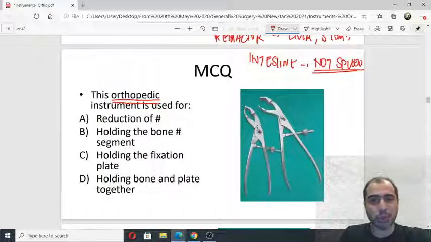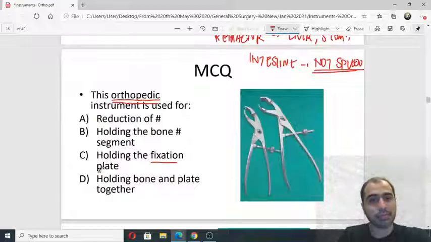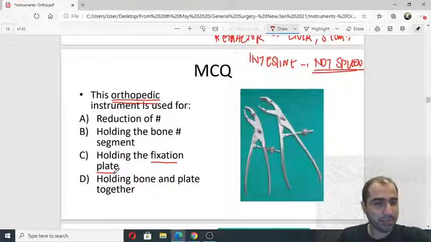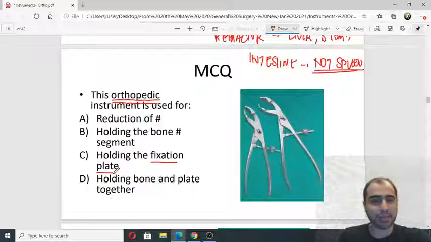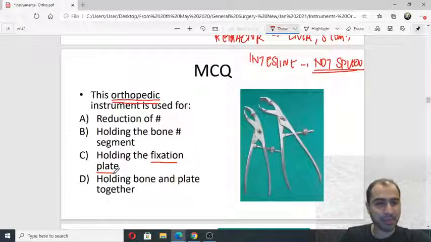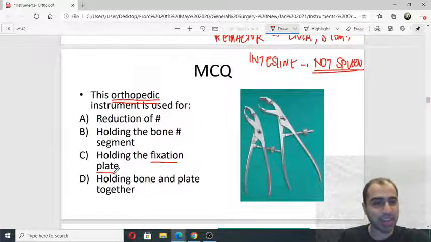What is this instrument used for? Reduction of fracture, holding the bone segment, holding the fixation plate, or holding the bone and the plate together. I hope my star students are not stunned. Those who have come, taken efforts to attend my classes regularly. Yes, please, anybody? I've gotten C and D so far.